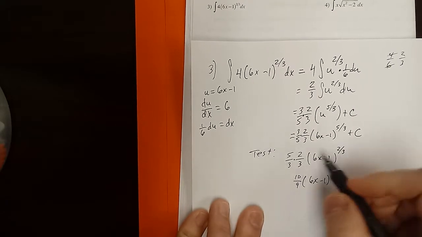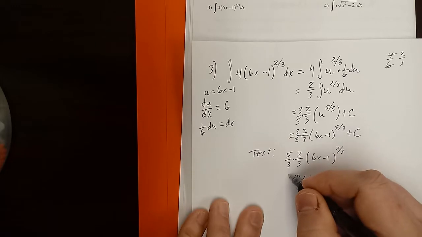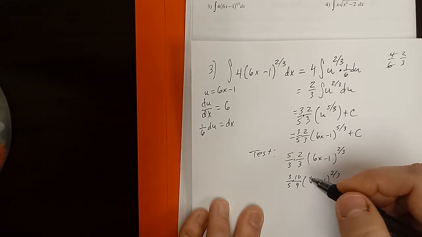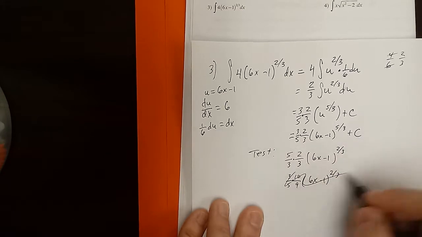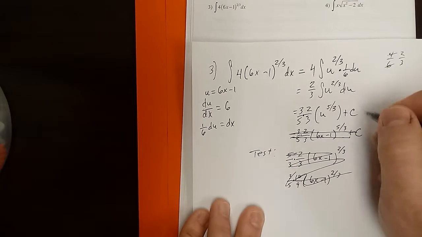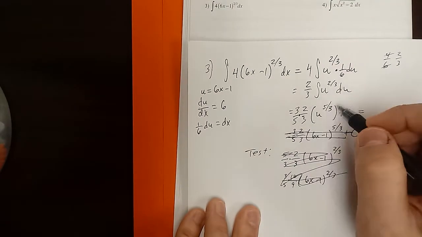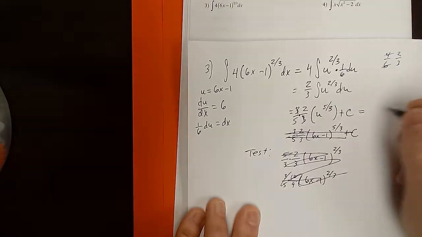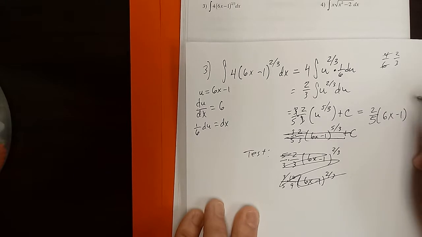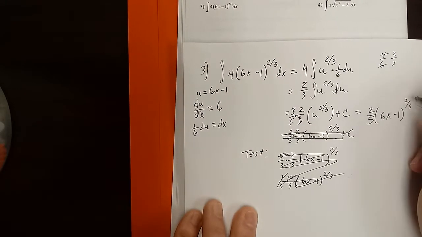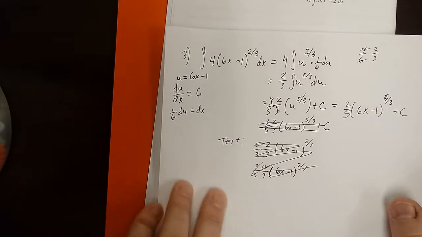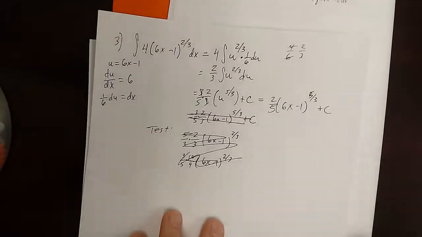So if I were to multiply this by 3/5, we should see that stuff winds up working a little bit better. So 3/5 times 2/3, the 3's cancel, we get 2/5. So 2/5, our u was 6x minus 1, so 2/3. Yep, sorry, 5/3 plus c. I was like, wow, I'm being really accurate today, not making any silly mistakes. And then there we go.